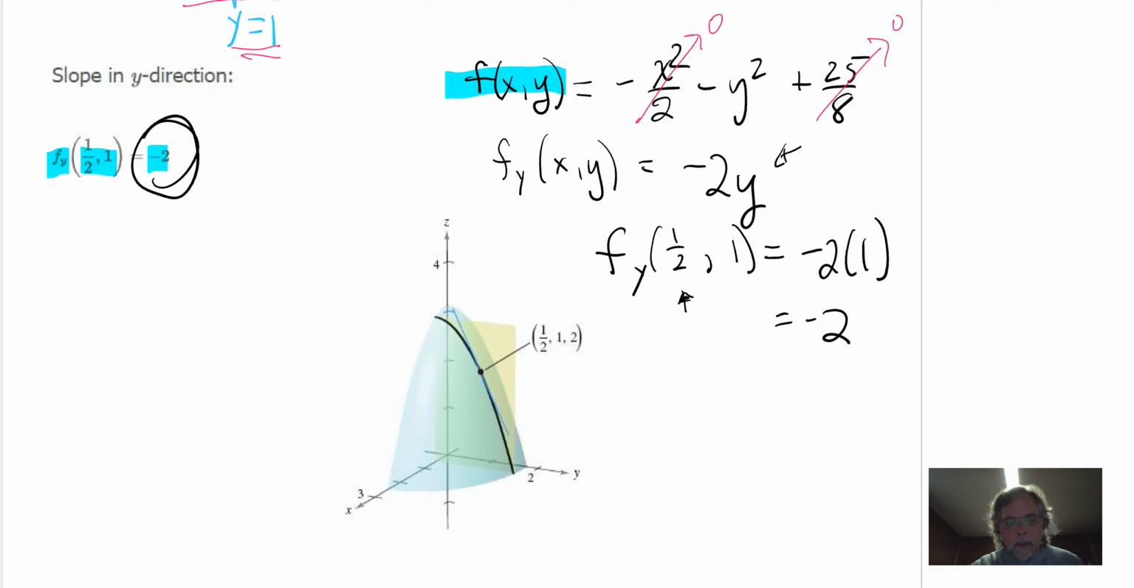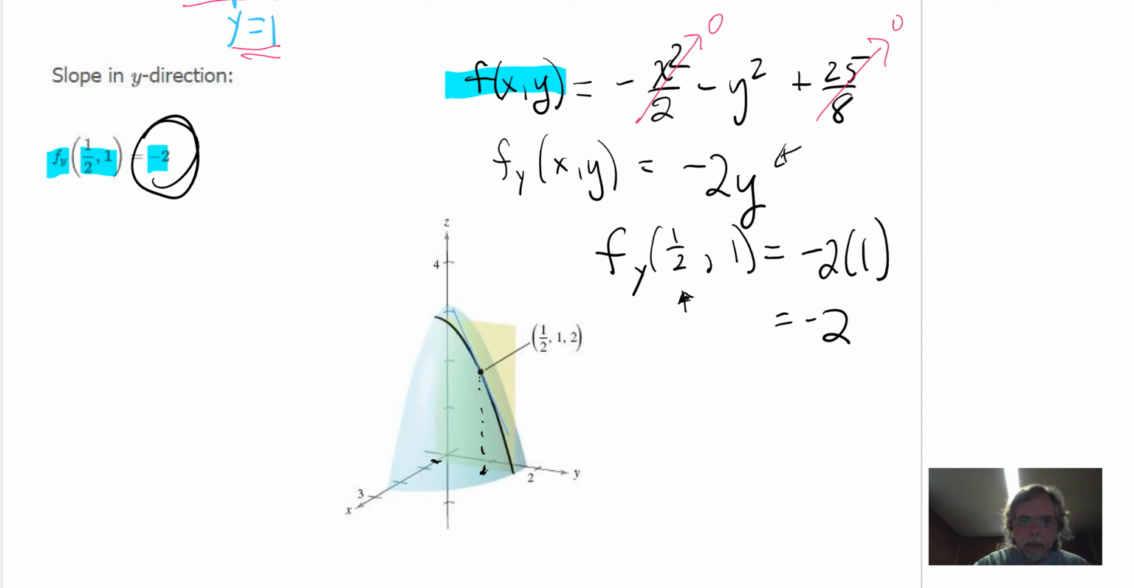Notice our surface is in 3 dimensions. Our input space is x comma y, the 2D plane down here. So the point 1/2 comma 1 is in the xy plane, 1/2 for x and 1 for y. And then the z value tells you the height. That's the point that's plotted in 3D, x comma y comma z, 1/2 comma 1 comma 2.